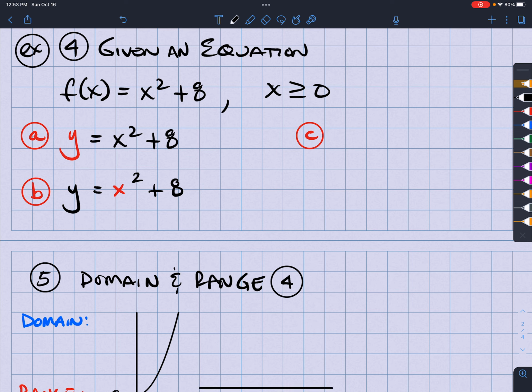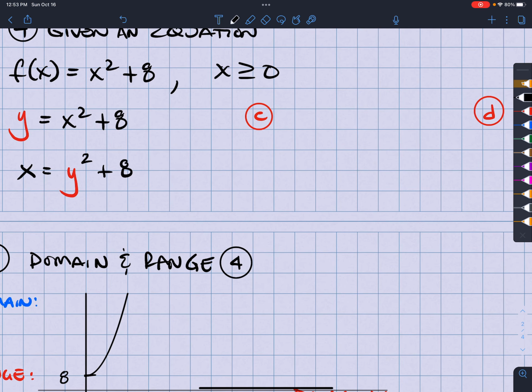Like literally switch the letters. Oops. I'm supposed to switch the letters. I didn't switch the letters. There we go. I'm actually supposed to just switch the letters, x and y. Now, part C is, okay, solve for y. So I've got to get the y by itself now.